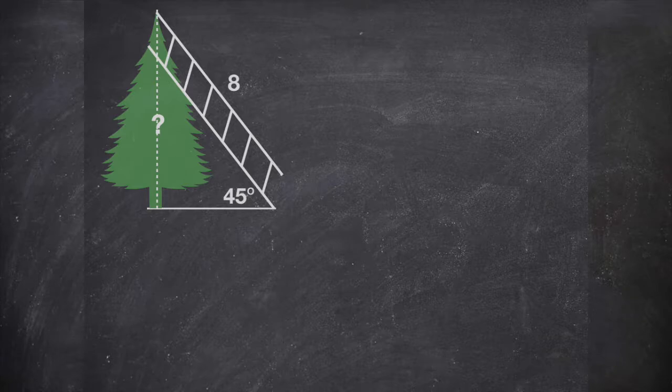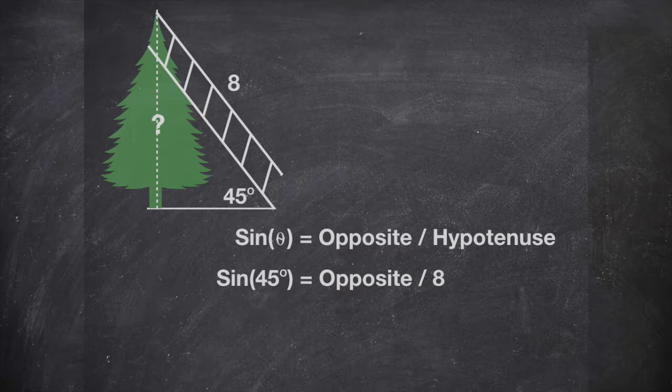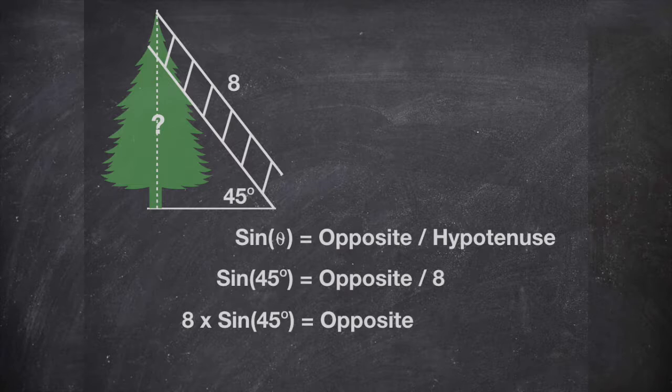To find the height of the tree, you can use the function sine. That makes our equation sine of the angle equals the opposite side over the hypotenuse side. So sine of 45 degrees equals the opposite side over 8. Then all you have to do is multiply 8 to both sides of the equation, which makes 8 times sine of 45 equals the opposite side. When we calculate that out, we get 5.66 equals the opposite side, and that opposite side is the height of our tree.